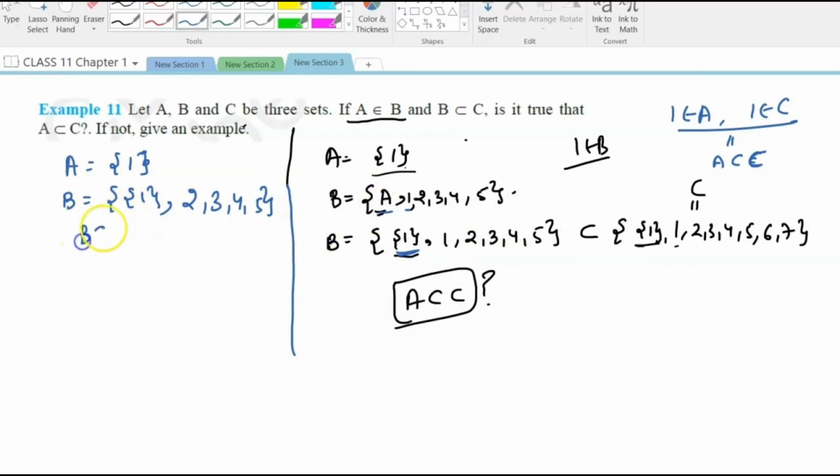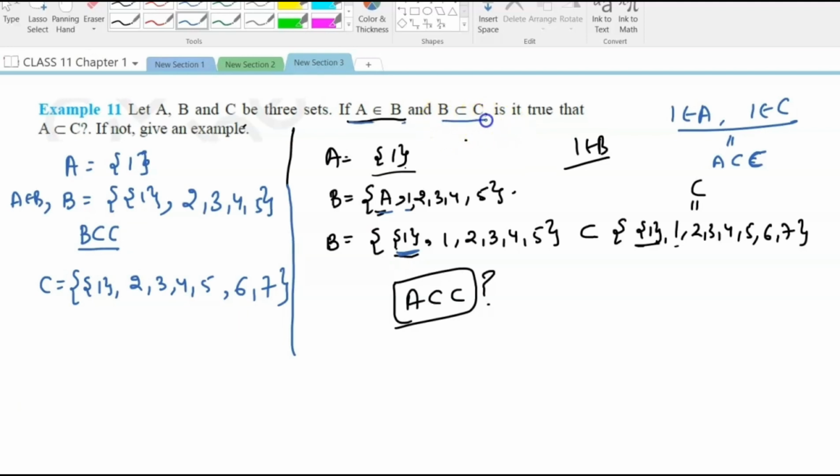Then it is given that B is a subset of C. Now this satisfies the condition that A belongs to B. Let's satisfy this condition, B is a subset of C. So let's take our C as 1, 2, 3, 4, 5. Now let's take C as 6, 7. Okay, what if we did not take 1 as an element in the C? It still satisfies both of these conditions.